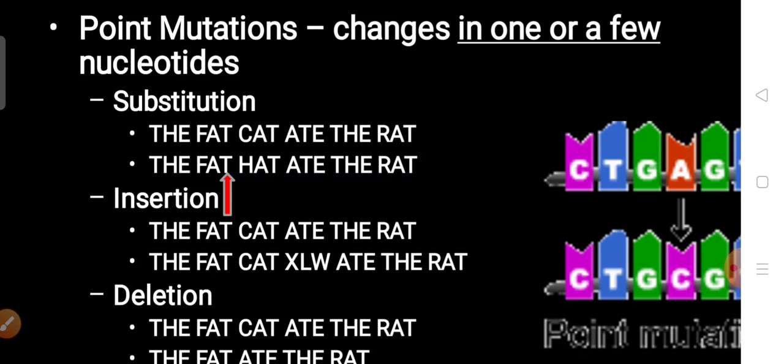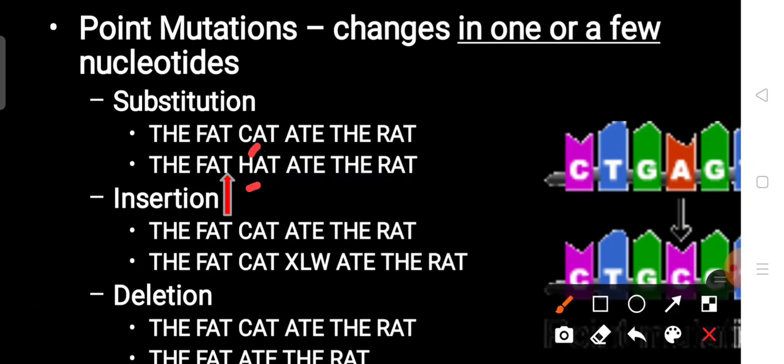For example, we've just written a statement: the fat cat ate the rat. Now if there is a change in a single base, say for example, the C was replaced by H, right? C was replaced by H. So the word cat changed into hat. The fat hat ate the rat.